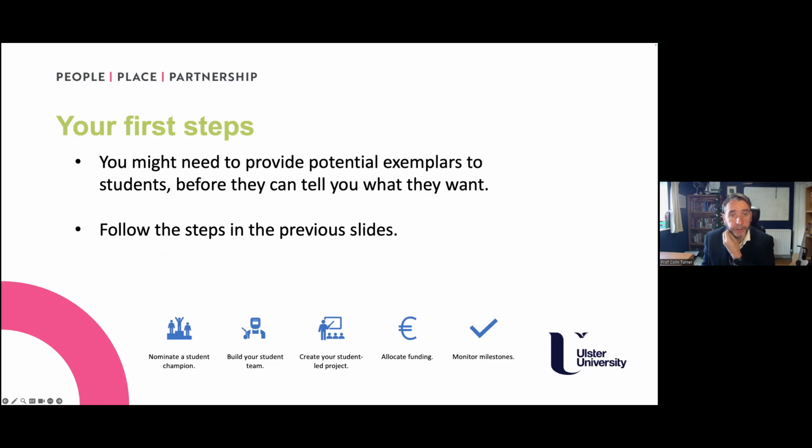So kind of summarizing your first steps, if you wanted to try to do this, you can see there's MJ's map at the bottom. And I'm emphasizing this student's work because it was a student-led society. But you might need to help pump prime this. You might need to give people a few ideas until they get their heads around it themselves. And then follow the steps in the previous slides.